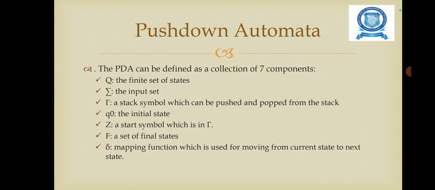Next we are going to see the formal definition of pushdown automata. It has a collection of 7 components. Q is the finite set of states, sigma is the input alphabet, gamma is the stack alphabet whose symbols can be pushed and popped from the stack, q0 is the initial state, Z is the start symbol, F is a set of final states, and delta is a mapping function. It is used for moving from the current state to the next state.